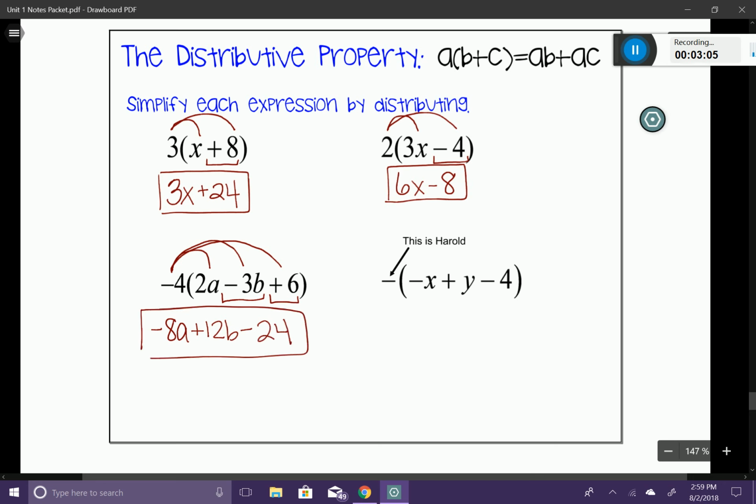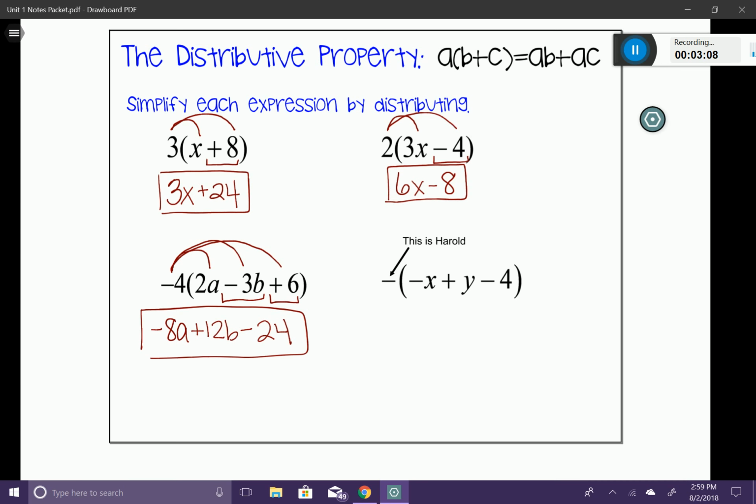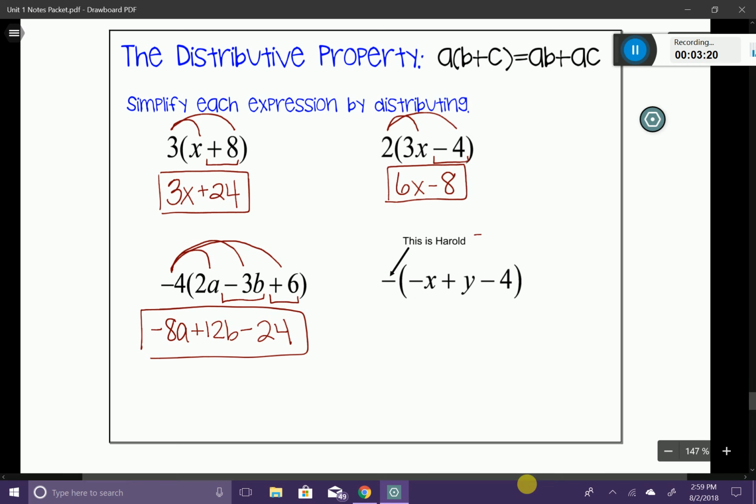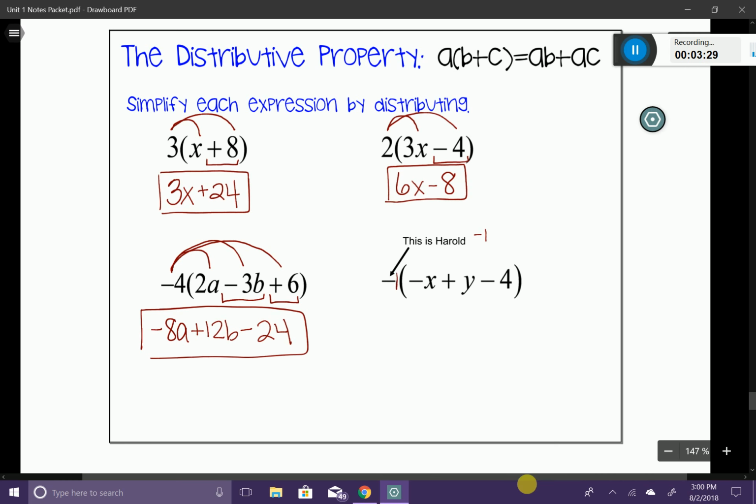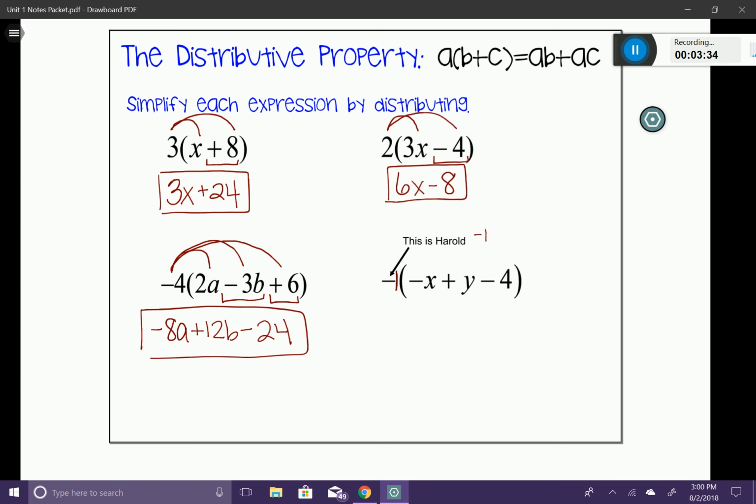All right, the last one here is I'm going to introduce you to Harold. Harold, he always shows up in the worst situations. Harold is when you have that negative outside of a parenthesis. Really what Harold is, he's a negative 1. But we don't really write the 1 there. We kind of assume that it's a negative 1. So if you like, you can go ahead and slip a negative 1 right in front of that symbol, but you don't have to. You just need to know that Harold is negative 1.